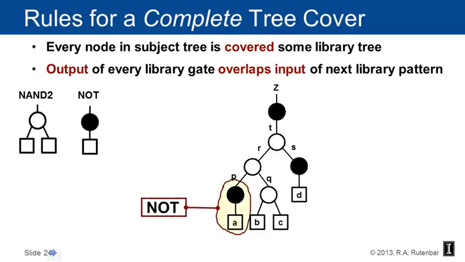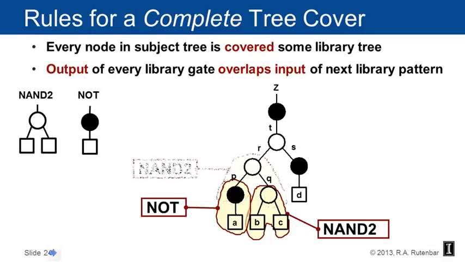The first thing I can do is put a NOT gate at node P. And so what that means is that the output of the NOT gate is connected to the P wire. The black circle matches the black circle, and the input to the NOT gate matches the A input to the overall Z circuit. And similarly, I can put a NAND 2 gate at the Q node, which means the output of the NAND gate matches the white circle that generates Q, and the inputs to the NAND match the B and C inputs. And here's where that output-input thing becomes critical.